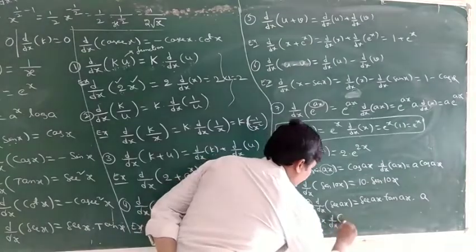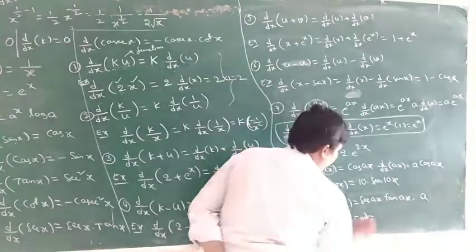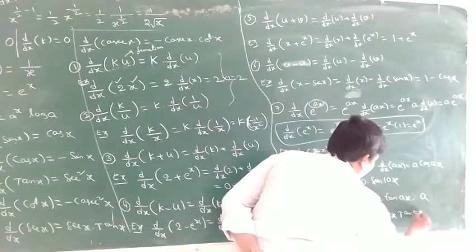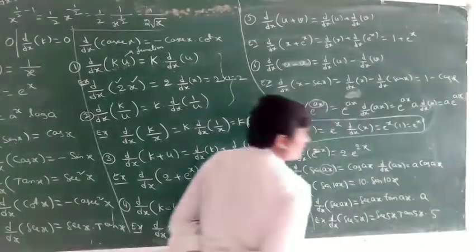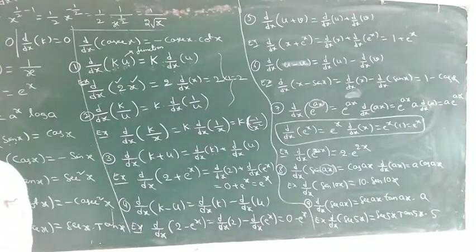One example: d by dx of secant 5x is equal to secant 5x into tan 5x into 5, because the derivative of 5x is equal to 5.